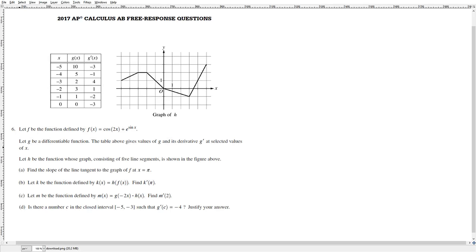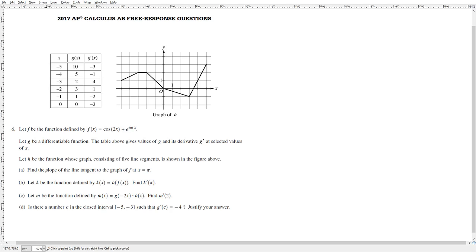Alright, we'll be doing number 6 of the 2017 AP Calculus AB Free-Response questions. This will be like a 4-part series, and I'll be going over part A in this video. Part A states: find the slope of the line tangent to the graph of f at x equals pi.